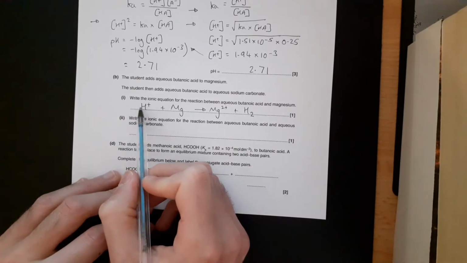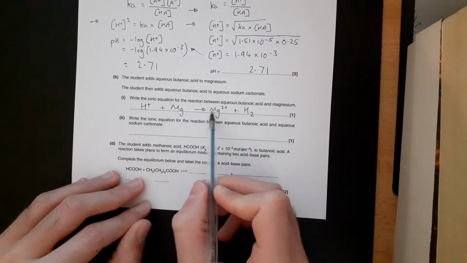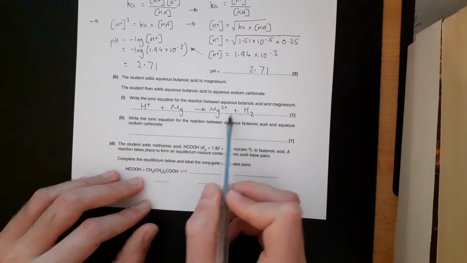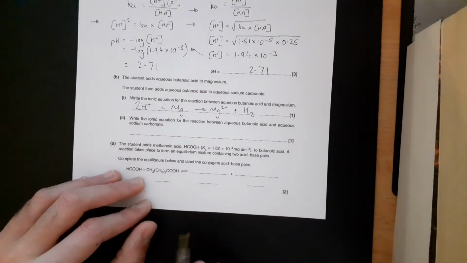Yeah, and the negative ion from the acid is cancelled out. Okay, and then this isn't balanced, is it? I'm going to need to have 2 of those. Okay.